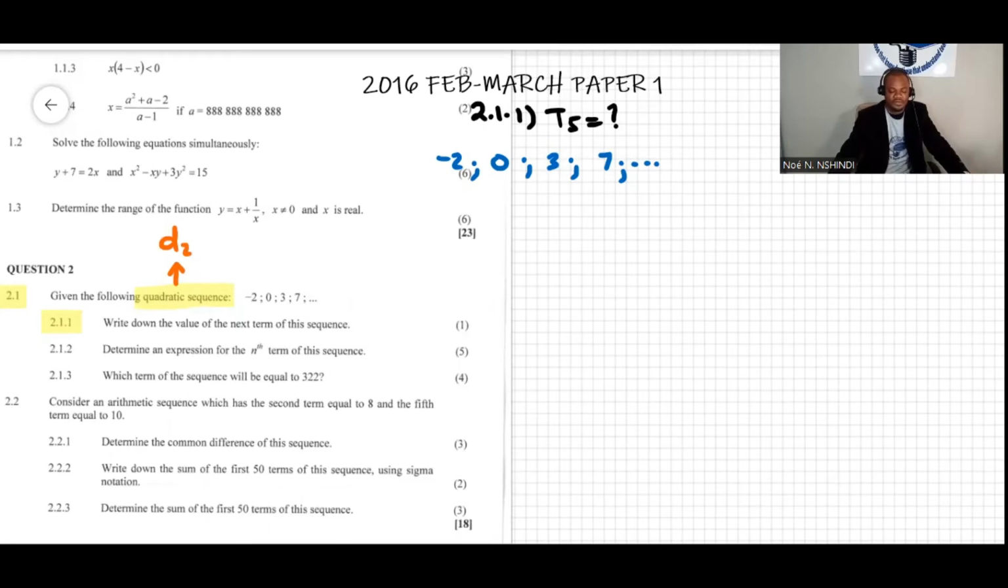So let's find the first difference here, D1. 0 minus -2 makes 2, 3 minus 0 is 3, 7 minus 3 is 4. Okay, that's the first difference. Now the second difference: 3 minus 2 is 1, 4 minus 3 is also 1. It means that there is another difference here, because the second difference must be constant. So here the difference must be 1. Meaning a number minus 4 will be 1, and the number is 5.